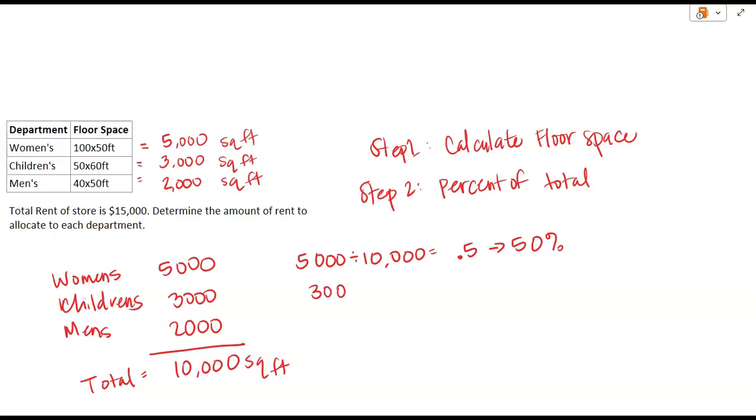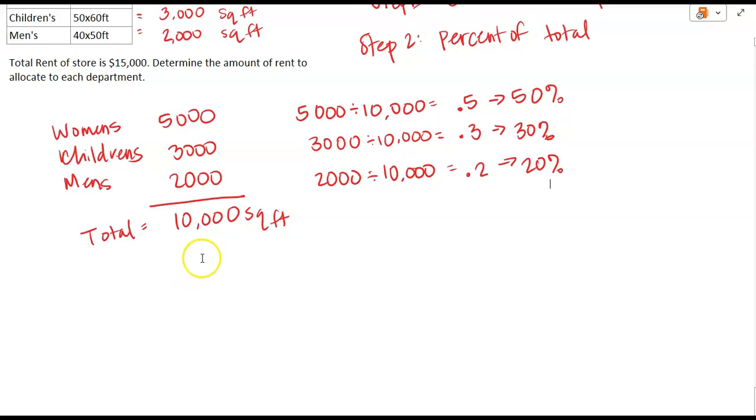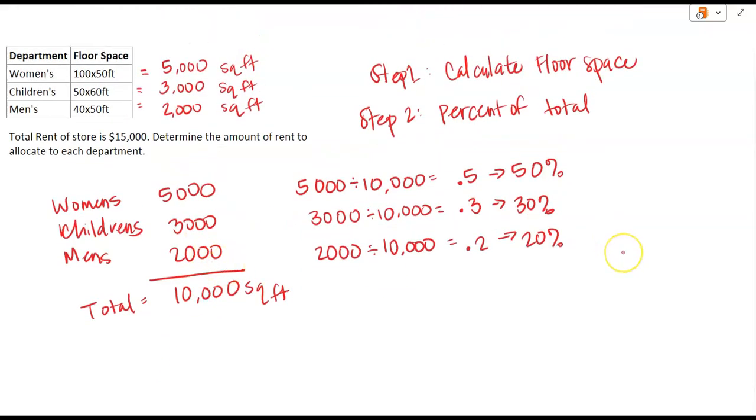For the children's, that's 3,000, again divided by 10,000. That is 0.3, which is equivalent to 30%. And then the men's, that's 2,000 divided by 10,000, which is 0.2, which is 20%. Okay, so now that we know the percent square feet of each department, we can figure out how much in rent each department needs to pay.